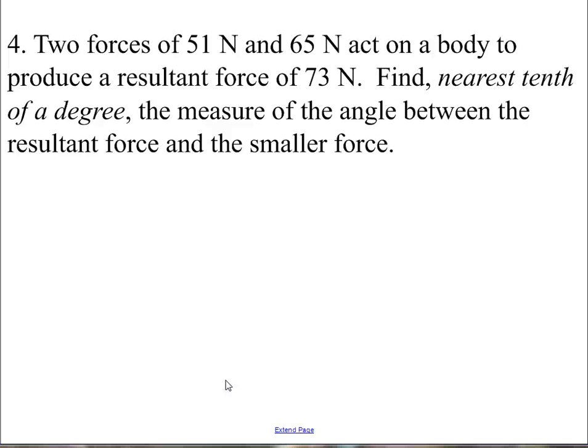We know all three, the resultant and the two forces. And I want to find the angle between the resultant force and the smaller force. So make your sketch, label everything you know, use your laws in one of the triangles to solve for that angle. And then bring your answer to class and enter your answer into Edmodo.